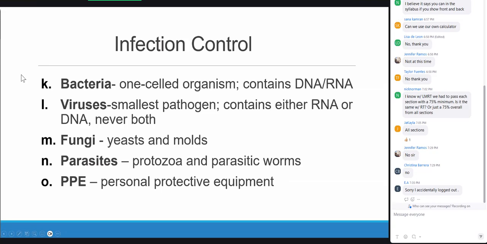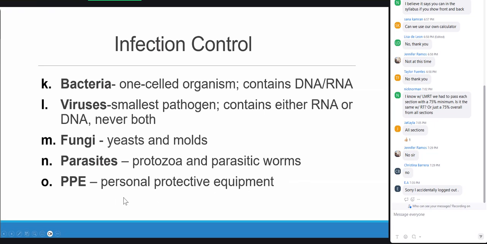Bacteria are one-celled organisms. They contain DNA and RNA. Viruses are the smallest pathogen, and they contain either RNA or DNA. They never contain both. Fungi are yeasts and molds, parasites, protozoa, and parasitic worms.